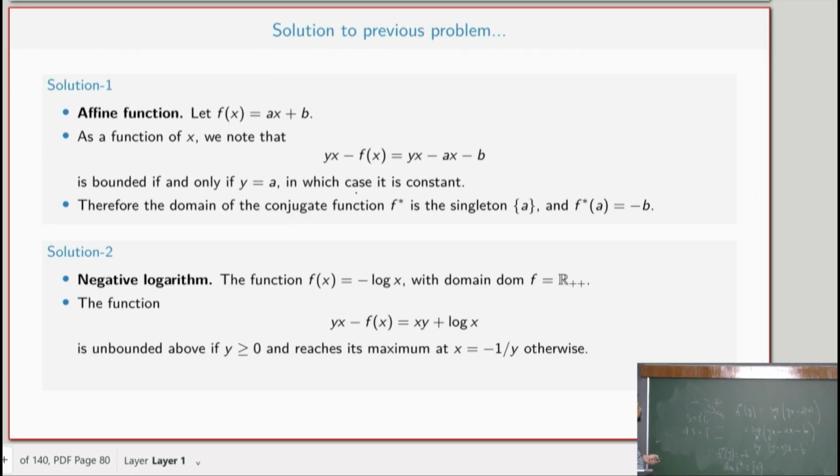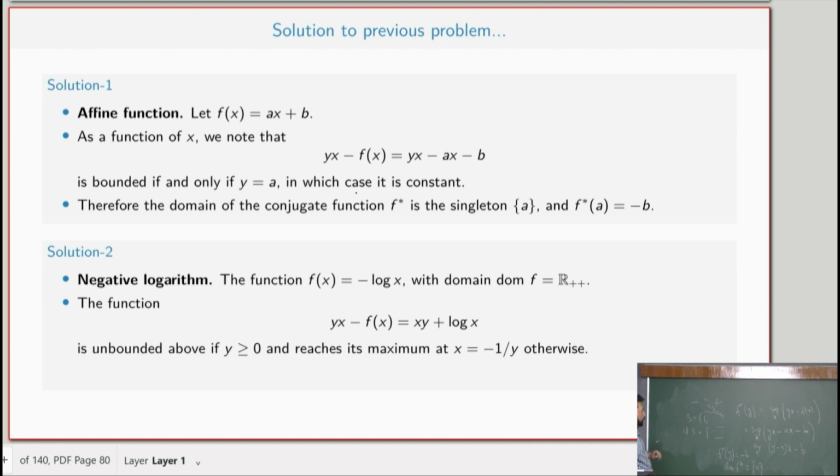And same thing one could do with the log x. So we have minus log x, and then we look at the same term like yx minus f(x). So in this case it will be yx or xy, minus becomes plus here. So xy plus log x. Okay, so this guy is unbounded above if y is greater than or equal to 0. So you may check this.